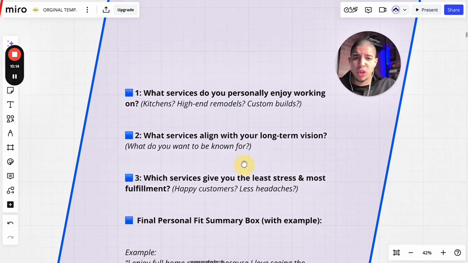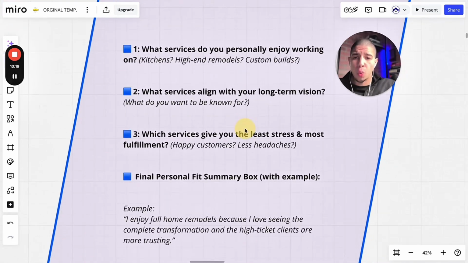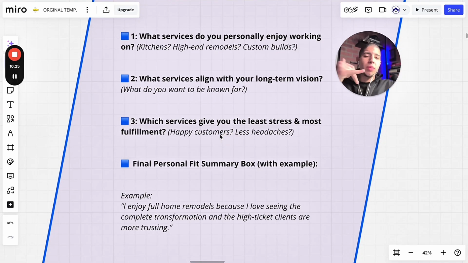So the first thing, what services do you personally enjoy working on? Kitchens, high-end remodels, custom builds? What services align with your long-term vision? What do you want to be known for? When somebody talks about remodeling in your city, your name should be the first one to pop up. That's what you're building with the brand.